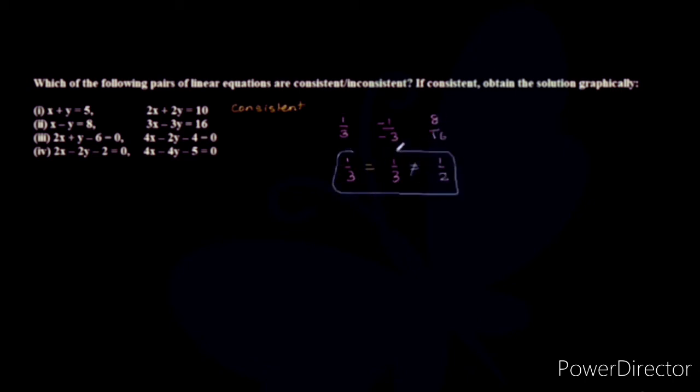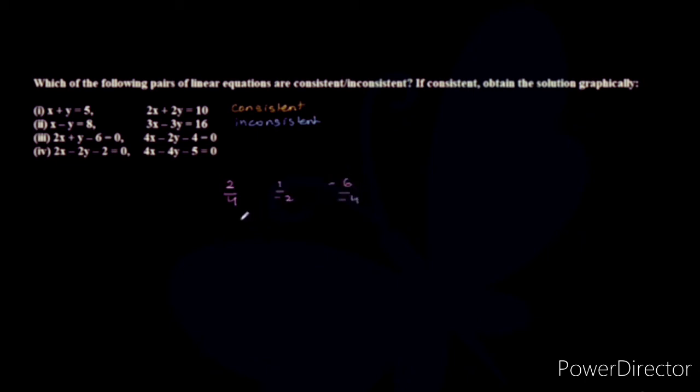So yes, this tells us that the two lines that you will graph actually, they will be parallel to one another, right? So this is inconsistent, you cannot solve it. Alright, what about the third one? Quickly checking with that. 2 upon 4, 1 upon negative 2 and negative 6 upon negative 4, right? Okay, so that becomes a half, and then you have a negative half, and this is 3 upon 2.